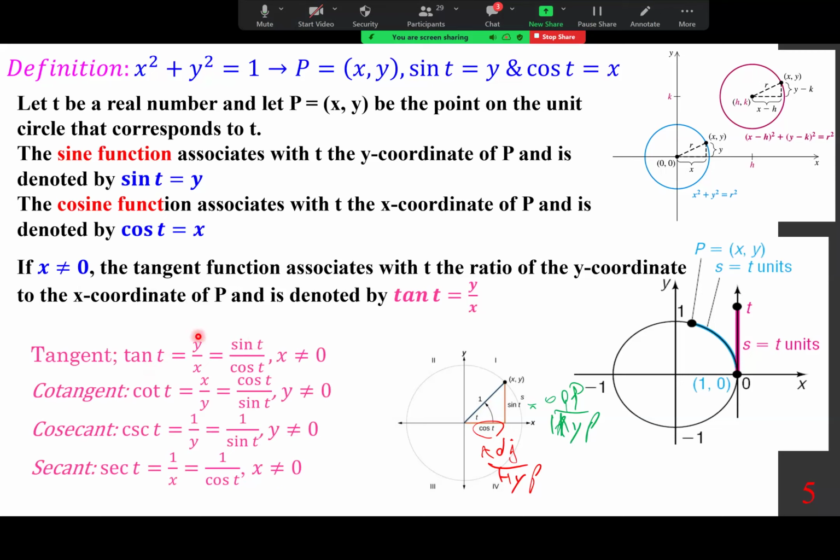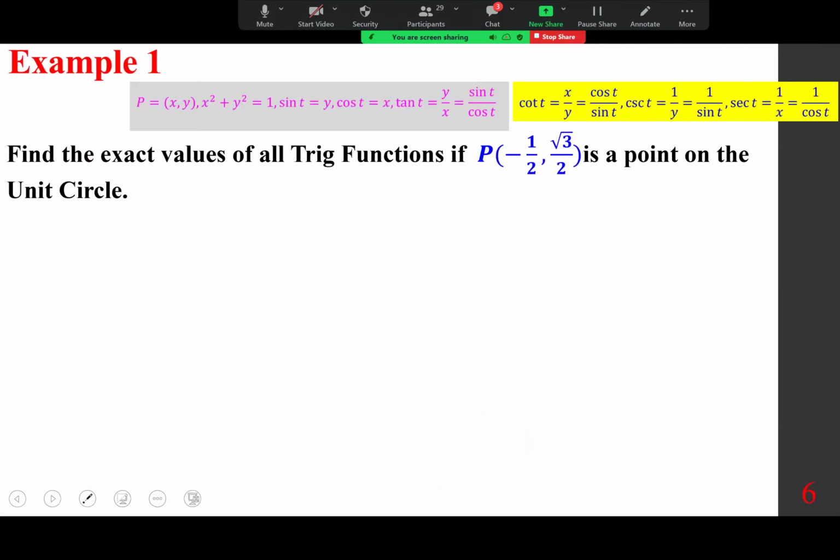Cotangent is the reciprocal of that, x over y or cosine over sine. Again, y can't be 0. Cosecant is 1 over sine, the reciprocal of sine, and secant is 1 over x or 1 over cosine t, the reciprocal of cosine. So this is the synopsis of all those 6 trigonometric functions. Here's the synopsis of what we discussed.